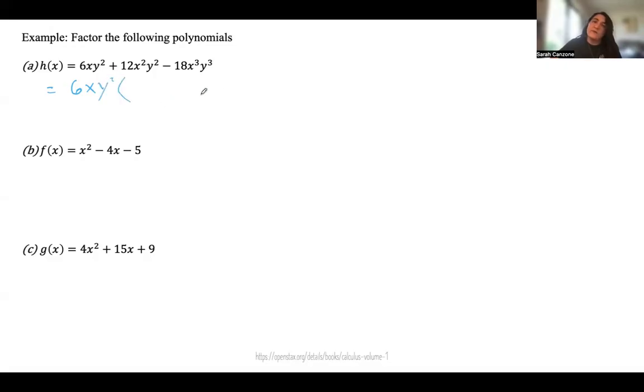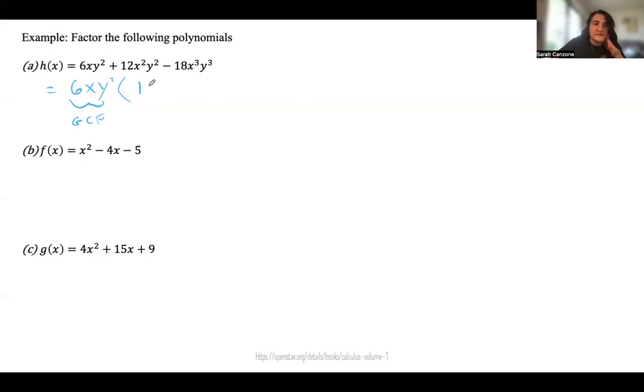And to find what's left, we want to divide by this term, which we just determined is our greatest common factor, GCF. We will divide each one of these three terms by our greatest common factor to figure out what's left. So 6xy squared divided by 6xy squared is something divided by itself, which is just 1. That's like 5 divided by 5. It's 1.